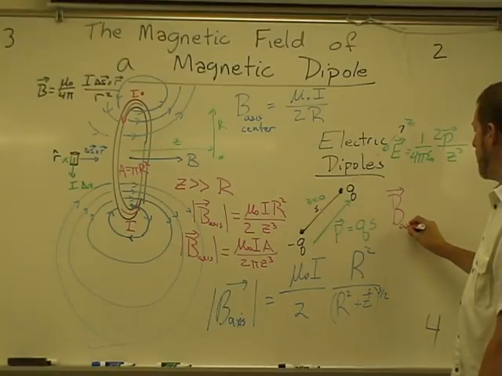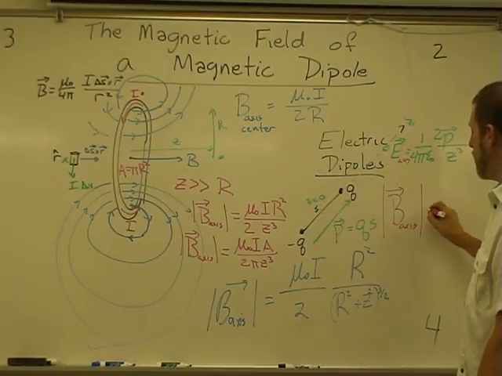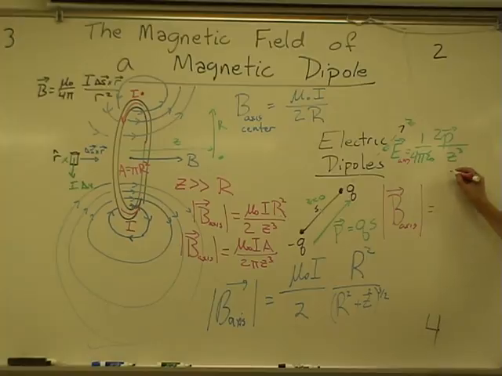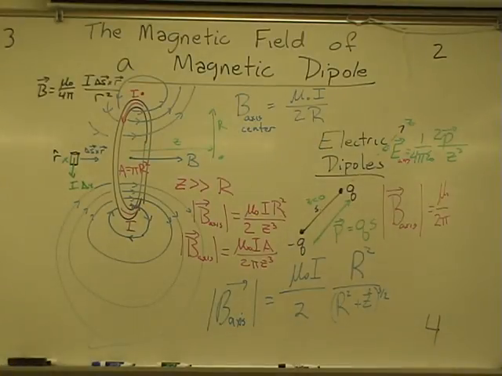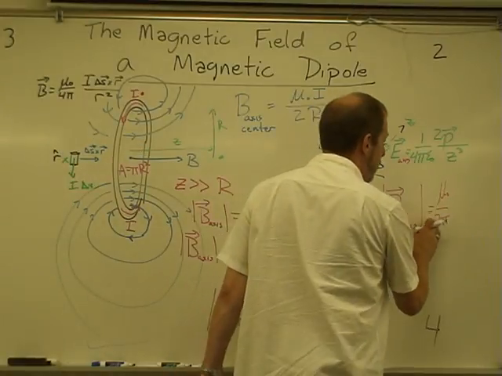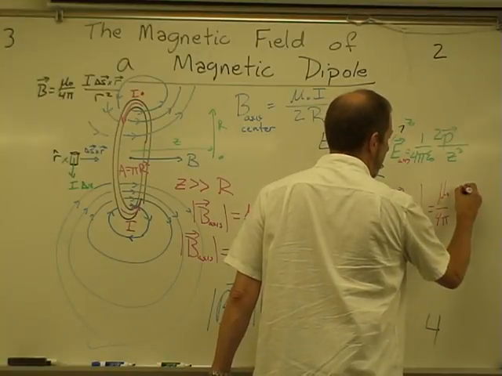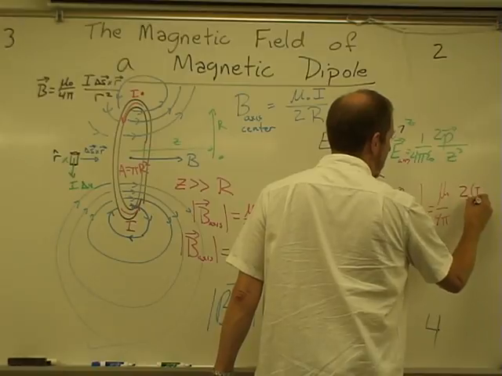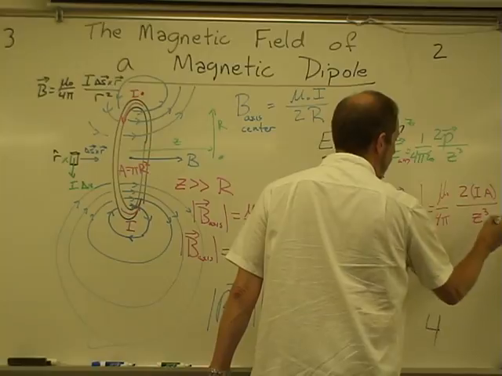Let me put it here. The magnetic field on axis for a magnetic dipole is not 1 over 4 pi epsilon naught, but mu naught over 2 pi. Or you know what? Let's put that back in the way that it had existed before. We're familiar with saying mu naught over 4 pi. So let's put mu naught over 4 pi times 2 times the current times the area over z cubed.